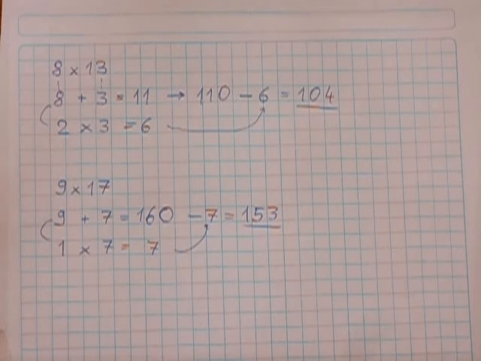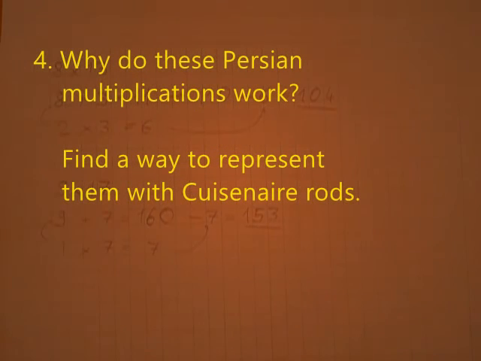Looks like magic, but math is not magic. Math simply obeys its laws, and it is your task now to discover the laws which are at work in this case. This is the question for your investigation. Find a way to represent these ancient Persian multiplications with Cuisenaire rods. This is for all three methods we have just seen. And find a mathematical explanation why they work.